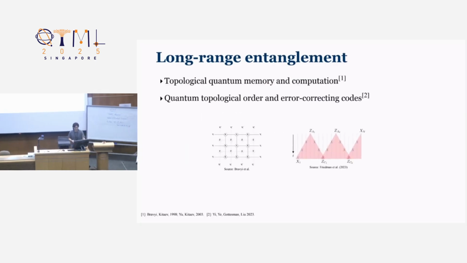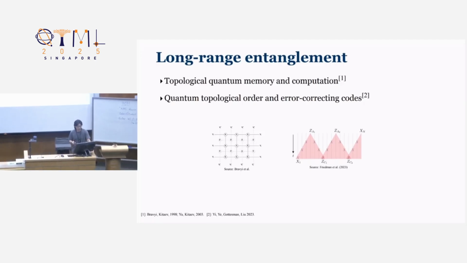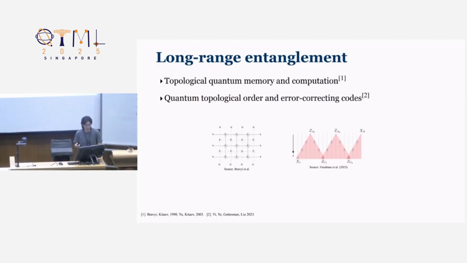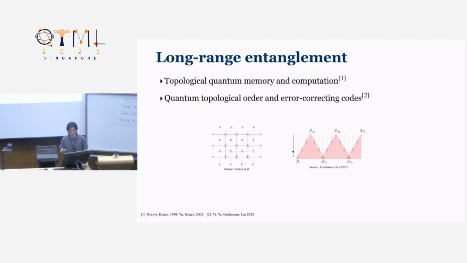Here we give some examples. In computing, topological quantum memory and computing are actually based on long-range entanglement. And in physics, quantum topological order and error correction codes also rely on long-range entanglement to work. Here are two figures. The left one is for surface code, and the right one is for GHZ, and we'll show them later.